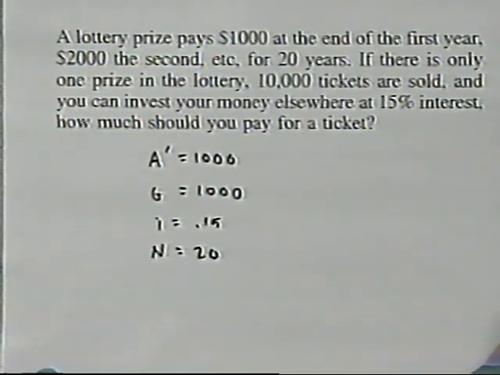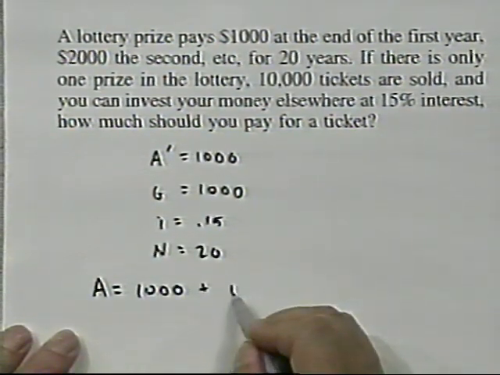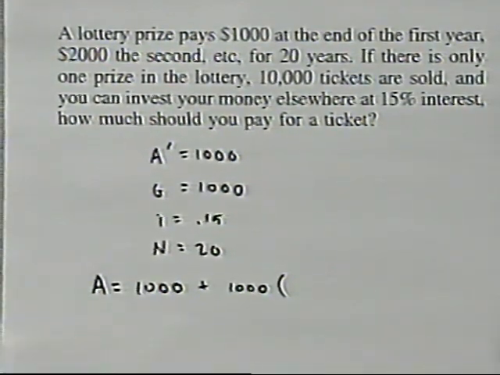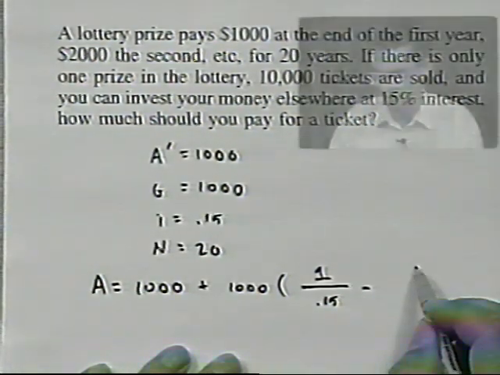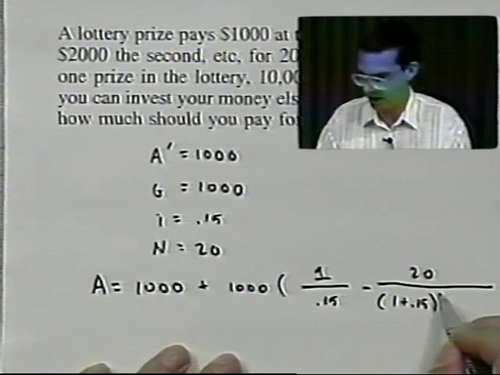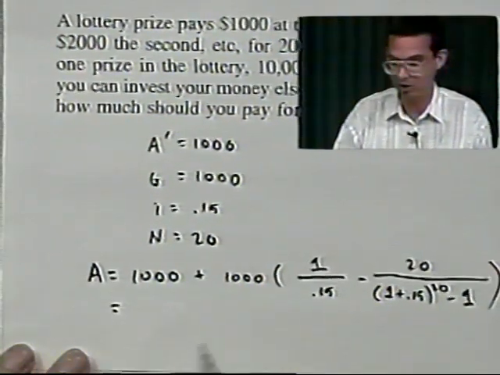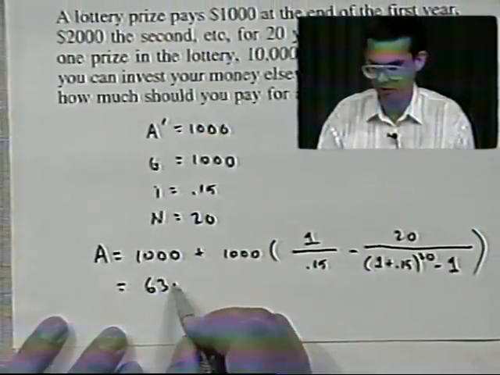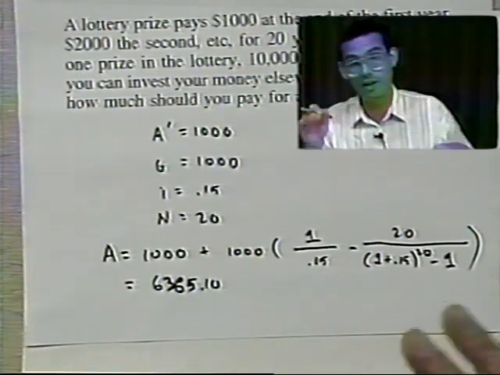We don't have a formula for calculating the present worth directly. However, we do have one for calculating an annuity from the gradient values given. So let's calculate an annuity first. The annuity is going to be the base annuity of 1,000 plus the gradient amount of 1,000 times the arithmetic gradient conversion factor, which is 1 over i of 0.15, minus n, which is 20, over 1 plus 0.15 raised to the nth power, which is 20, minus 1. And that works out to be $6,365.10. That is an equivalent annuity to this gradient prize value.